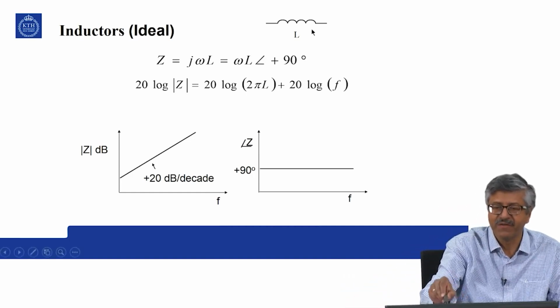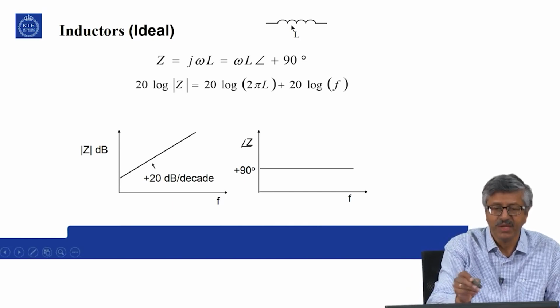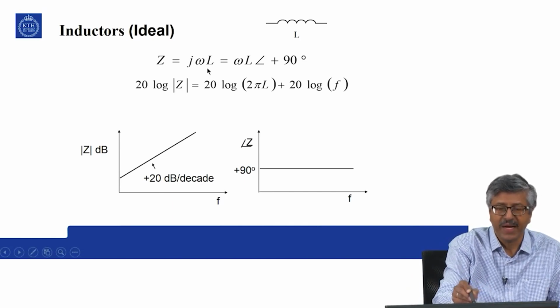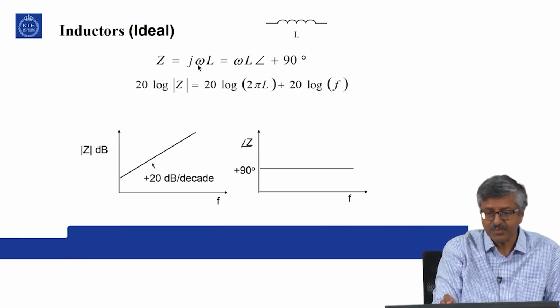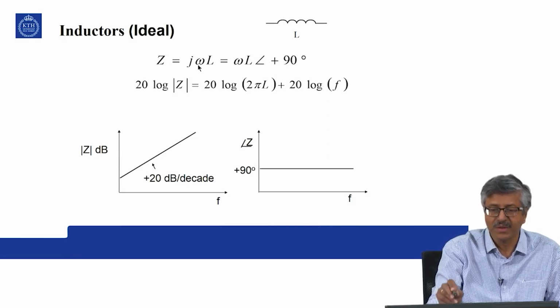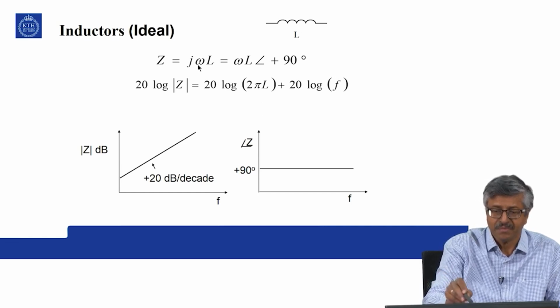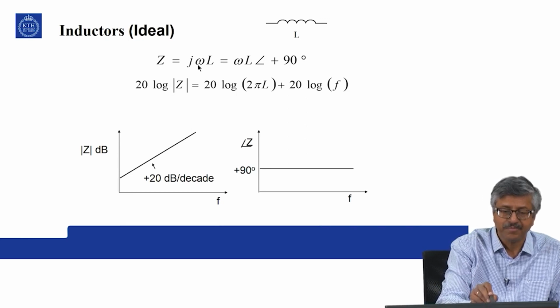This is the representation of an ideal inductor. Impedance is j omega L, where omega is the frequency, and the angle is 90 degrees, the phase difference between voltage and current. So, the current is lagging behind the voltage by 90 degrees.